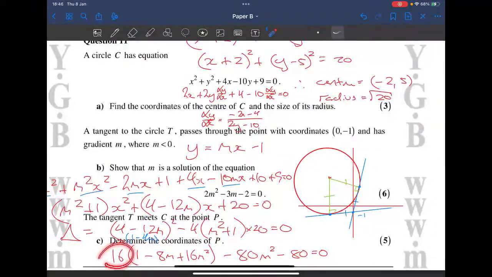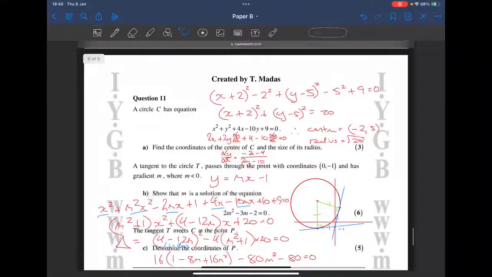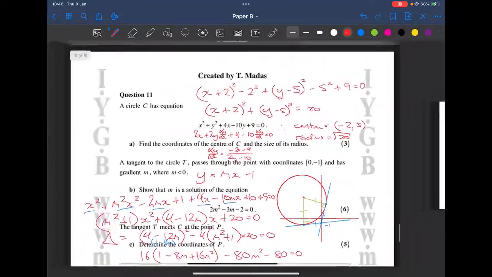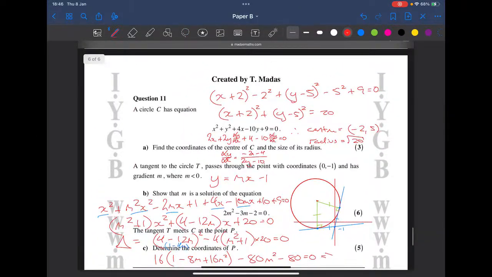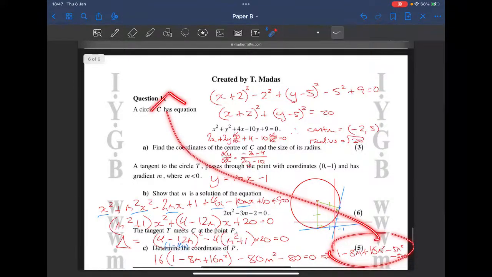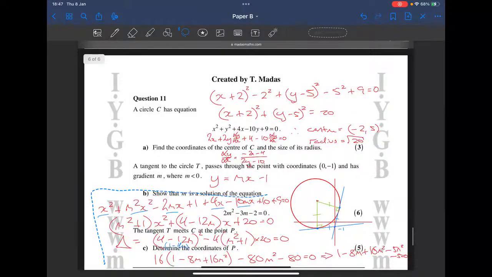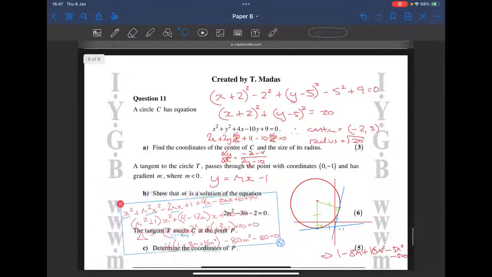Nice now, these numbers are multiples of 16, so we can divide off by it. So dividing everything by 16, we have 1 minus 8m plus 16m squared minus 5m squared minus 5 equals 0. And then from here, hopefully we can just rearrange. Let's just shrink everything over here down a little bit and carry on where we were.